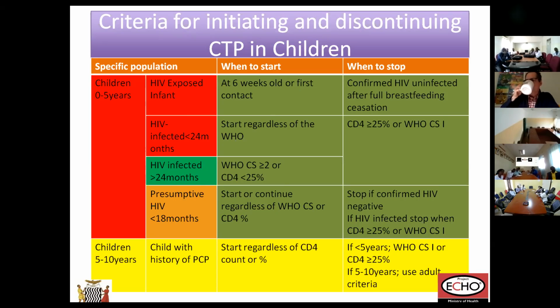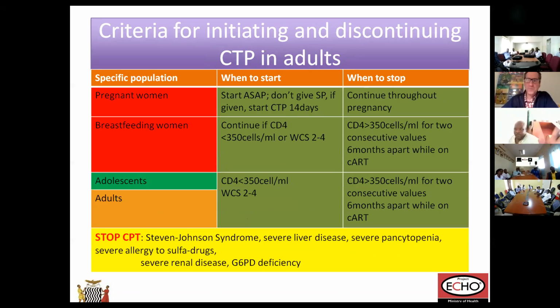or WHO clinical stage 1. Then for children between the age of 5 and 10, with a history of PCP, you actually continue or start cotrimoxazole regardless of the CD4 percentage. Then if the child is less than 5 years, you only stop if the child is in WHO clinical stage 1 or CD4 above 25%. And if 5 to 10 years, you have to use the adult criteria, which we're going to talk about next.